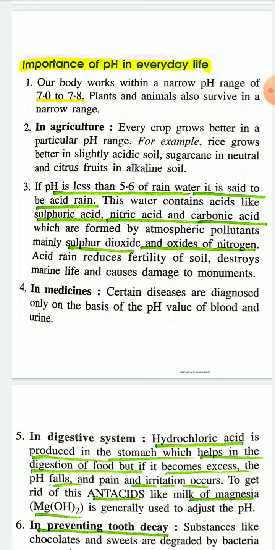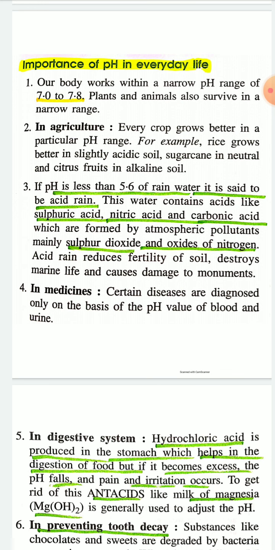So this acid rain has many bad effects on soil and marine life. Acid rain reduces fertility of soil. Acid rain destroys marine life and causes damage to monuments. These are bad effects of acid rain. And the pH of acid rain is less than 5.6. You have studied this in class 9, last chapter.